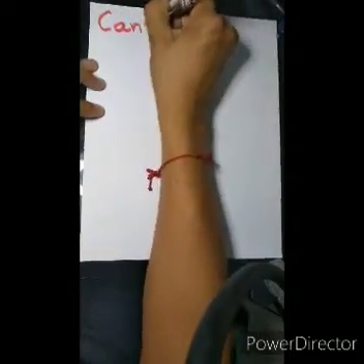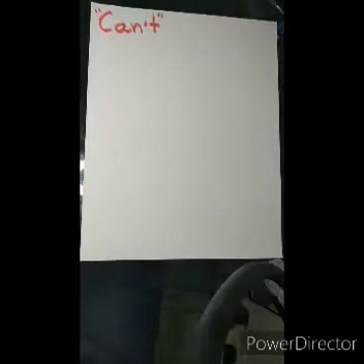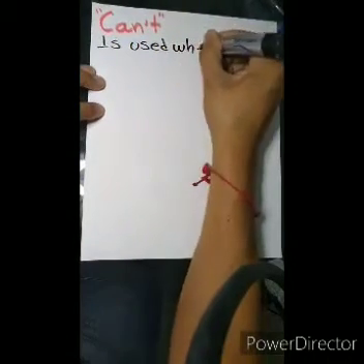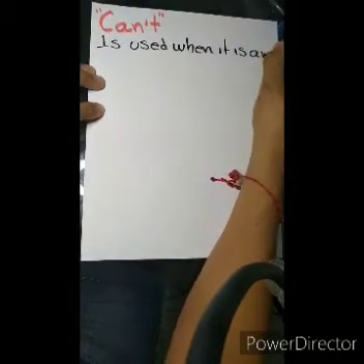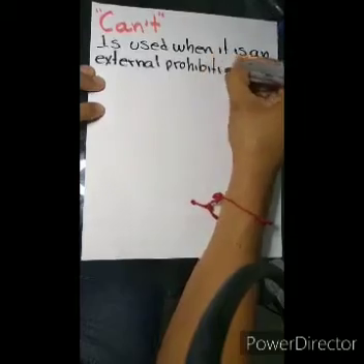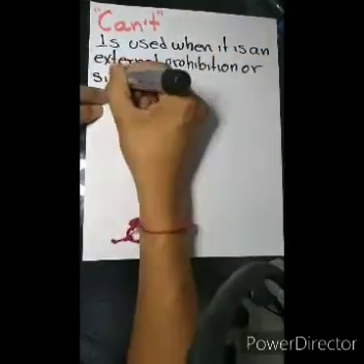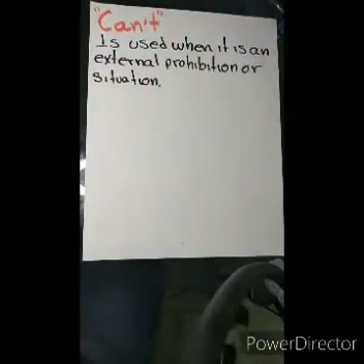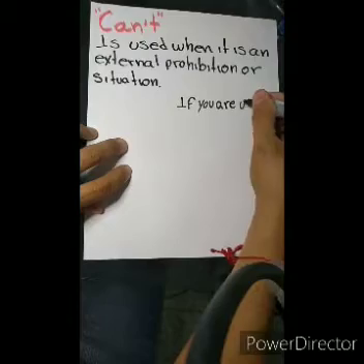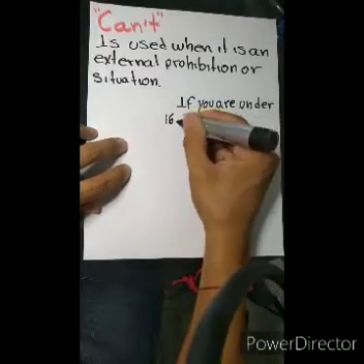Now guys, we're going to talk about can't. Like you already know, can is a modal verb and is used to express the ability to do something. But what happens with can't? Can't is the opposite. That means you don't have the ability to do something. But in this case, guys, we are talking about prohibition.